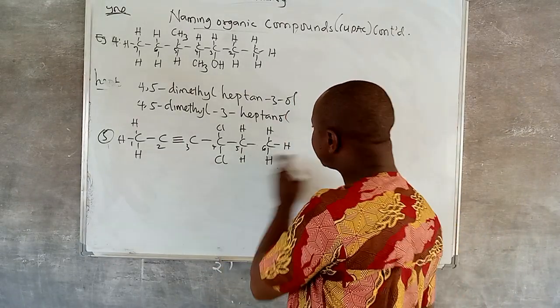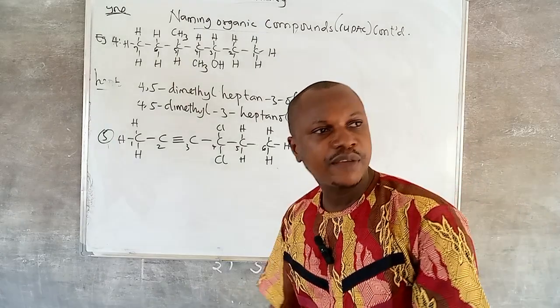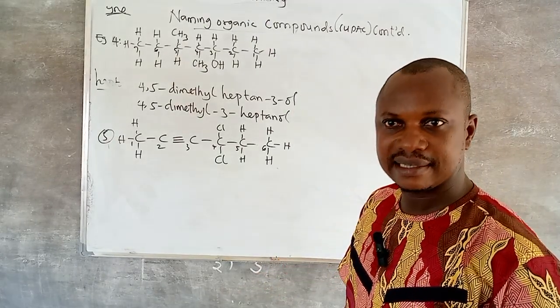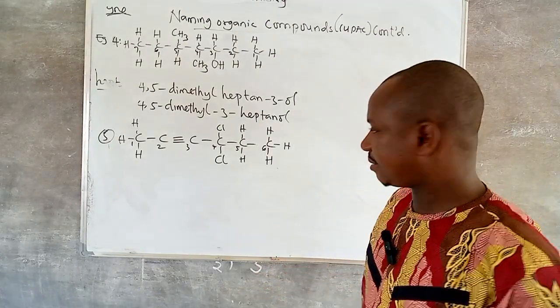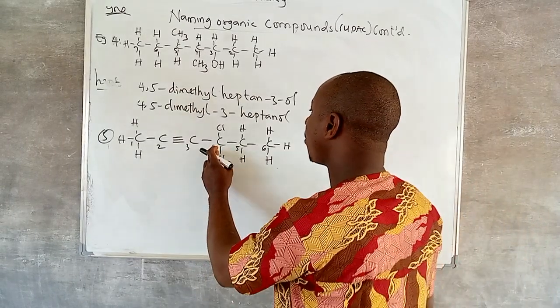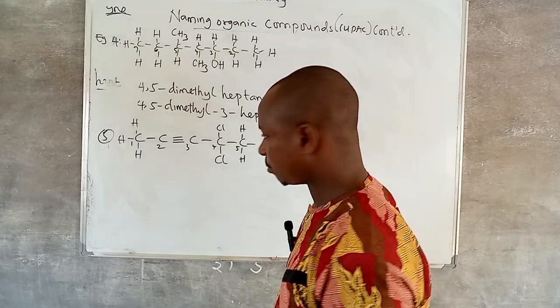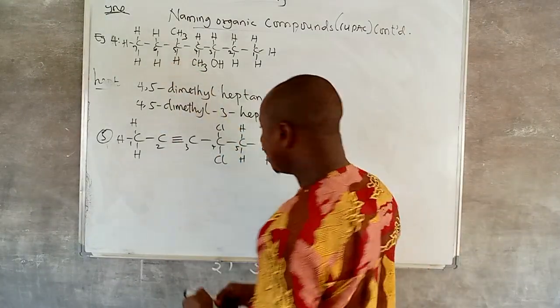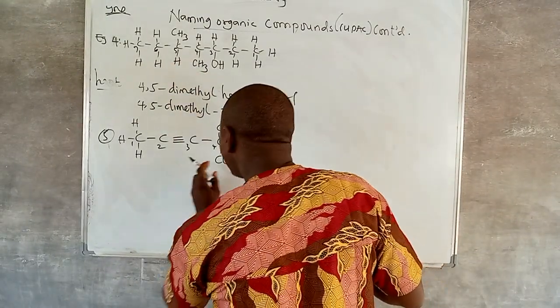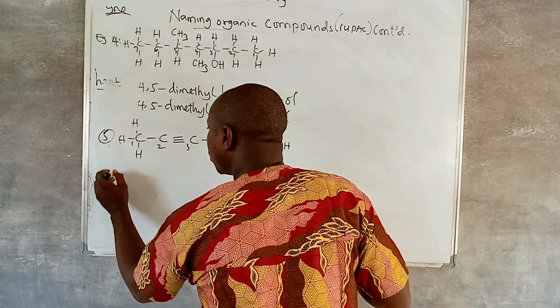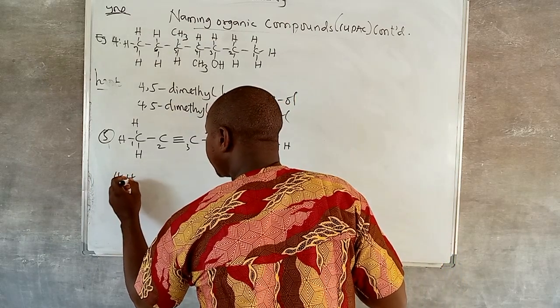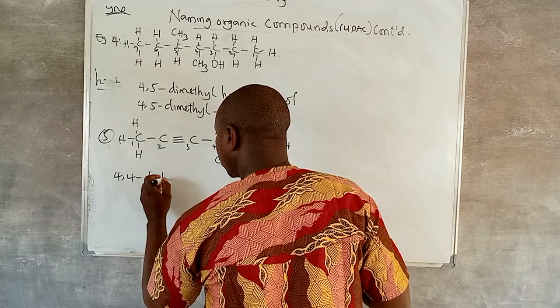First, we have 6 carbon atoms. The prefix for 6 carbon atoms is hex. But carbon number 4 has two chlorine atoms. So what we are going to do now is simply name the substituent group, which is what? 4,4-dichloro.